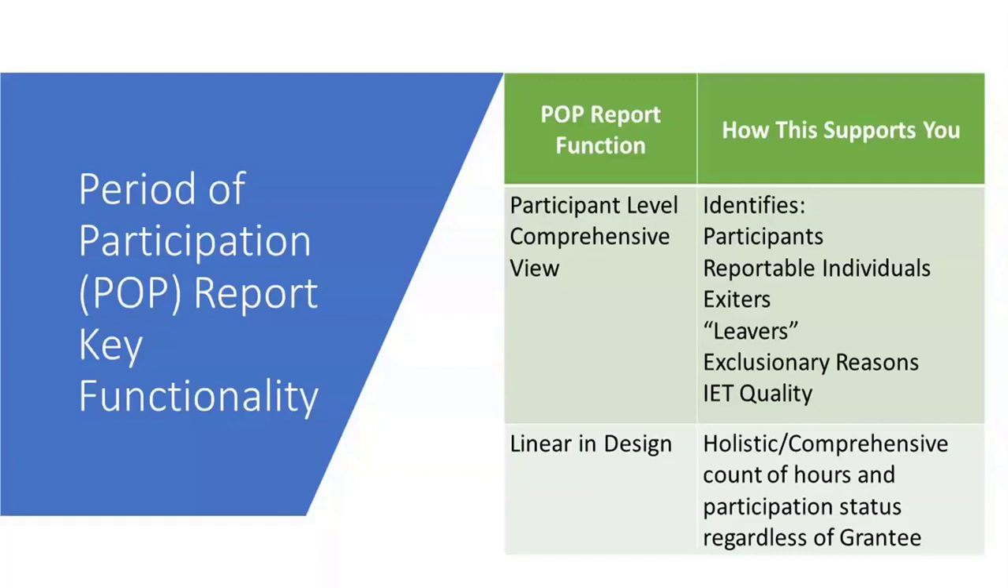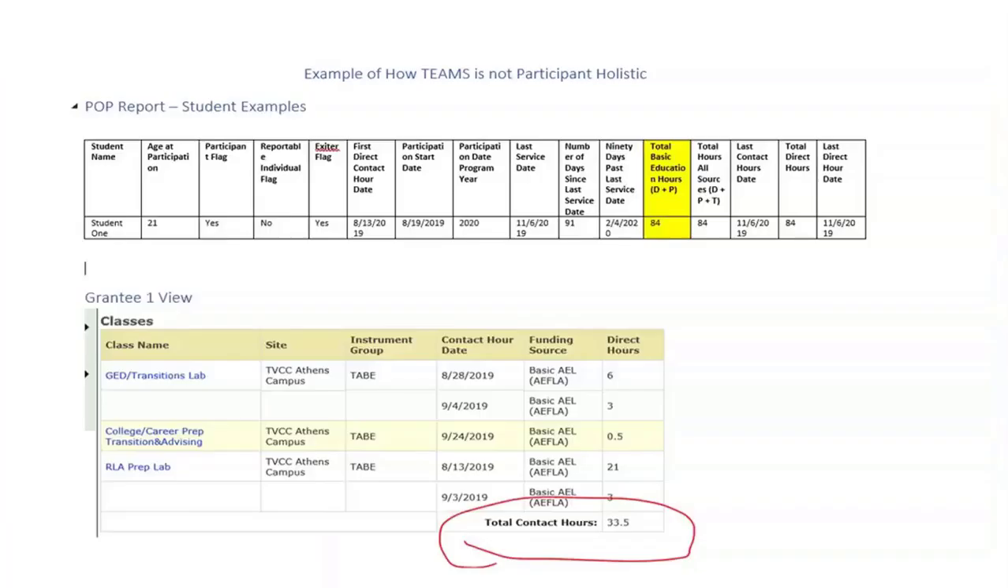It's also linear in design, so it's a holistic, comprehensive count of hours and participation status, regardless of grantee. And what I mean by that in particular, regardless of grantee, I just wanted to be able to show you an example. So whenever I say that the POP report is going to give you holistic, comprehensive counts of hours and participant status, regardless of grantee, this is kind of what I mean. This is just one example.